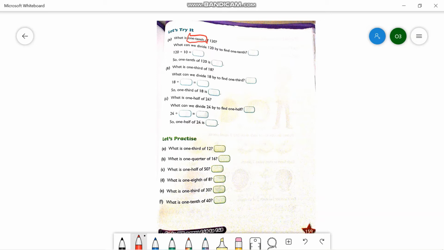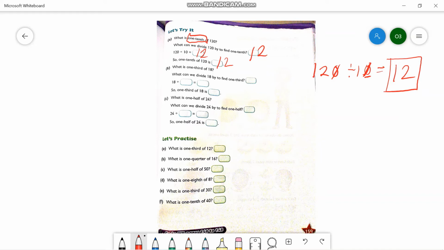So using your knowledge in division, dividing by multiples of 10, you just have to cancel 1 zero, because in 10 there is only 1 zero. So cancel 1 zero here and cancel 1 zero here. So 12 divided by 1 equals 12. Okay, so 120 divided by 10 is equal to 12. So 1/10 of 120 is 12.